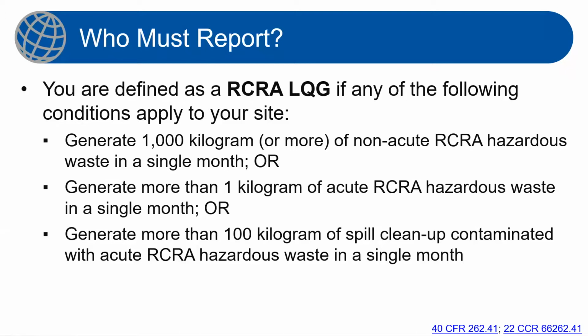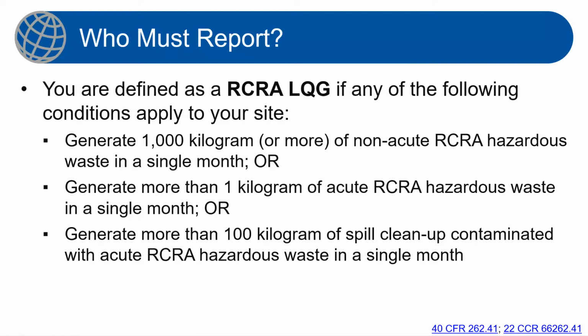And again, that would be about 4 or 5 55-gallon drums per month of those non-acute RCRA hazardous waste streams that were generated. Now, if you generate any acute RCRA hazardous waste in a calendar month, the threshold is much lower. It is 1 kilogram of an acute RCRA hazardous waste generated in any single month. For perspective, that 1 kilogram is equivalent to 2.2 pounds, or in the case of liquid, 1 quart.